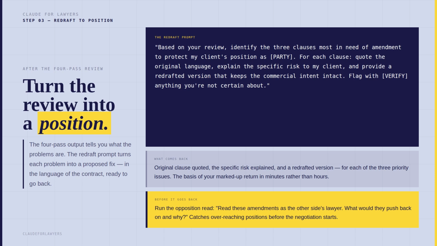Before the marked up draft goes back to the other side, run one more prompt. Read these proposed amendments as the other side's lawyer. What would they push back on and why?